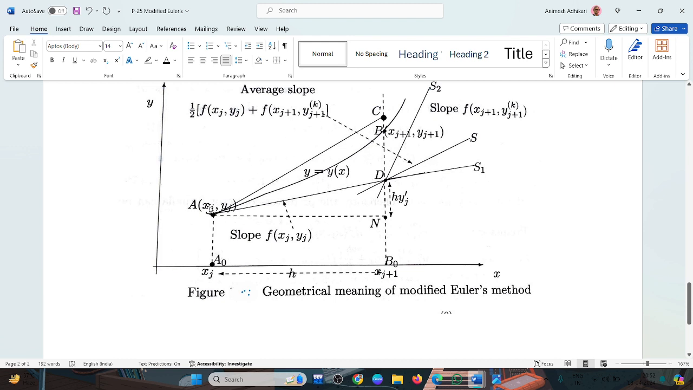So we draw a line parallel to the line s. This AC is the slope parallel to the s line. So this point AC is the modified Euler's value at the point x1. This is the modified Euler's value, which is nearer to the exact value. This point B is the exact value. So with the modified Euler method we get a more correct value, and this is the geometrical meaning of this method.